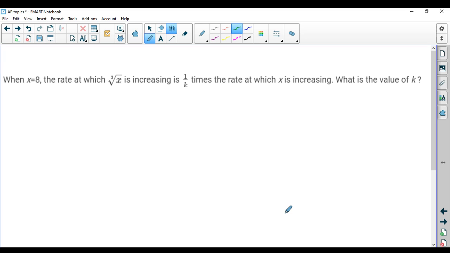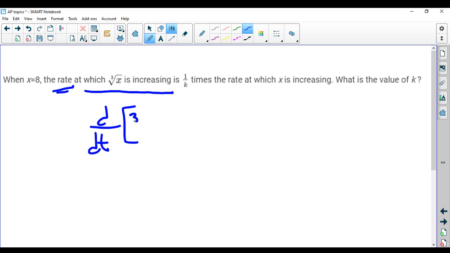So let's just start there. The rate, this is whatever dt at which cube root of x is increasing. So d dt, the rate at what is increasing? Cube root of x. So this expression that I have just written down means the rate at which the cube root of x is changing.